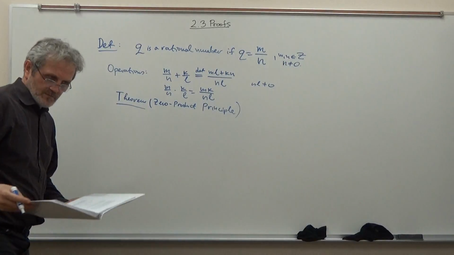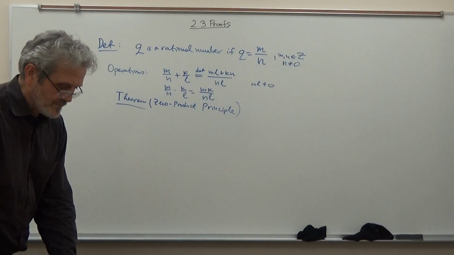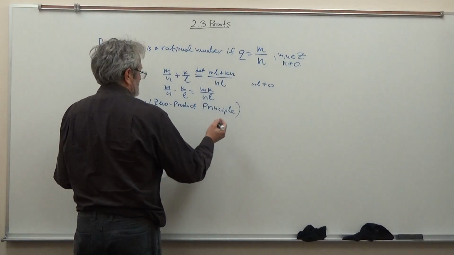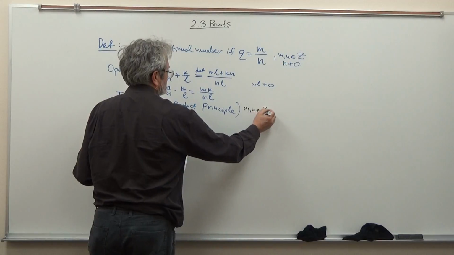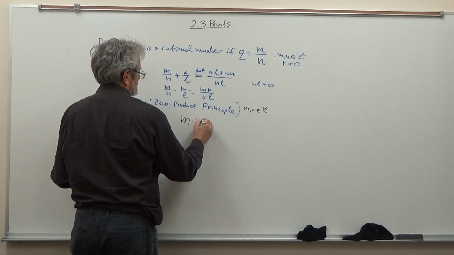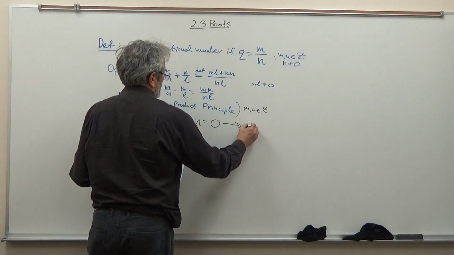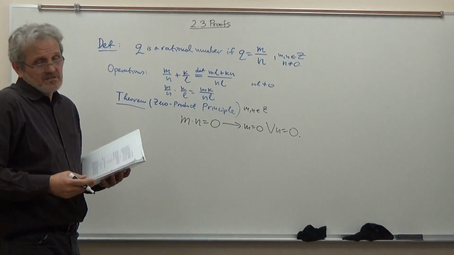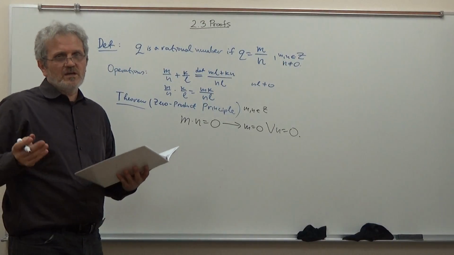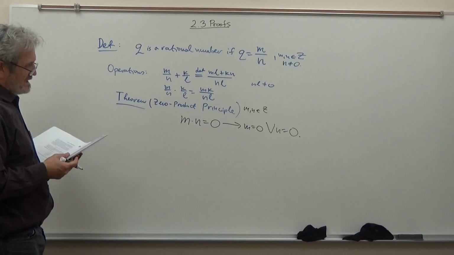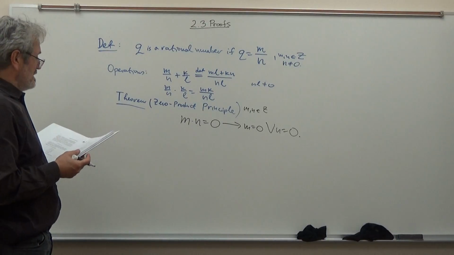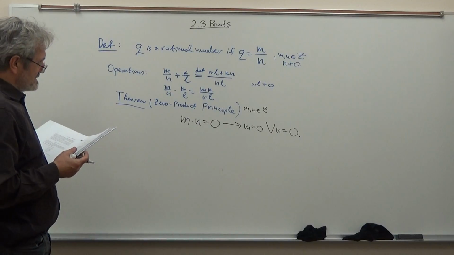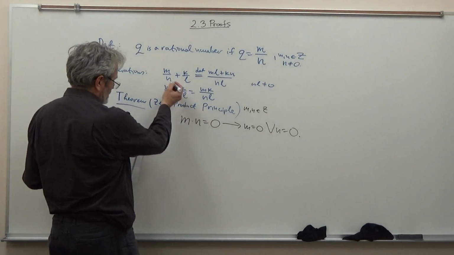Maybe it's better to use the black marker. The zero product principle says, for m and n integers, if the product of two integers is 0, then one of them must be 0. And that's a principle that you use all the time in algebra when you solve equations, this or that, but it's good to have it here explicitly stated if you forgot it or you never saw it before, because this is a very important principle for mathematics, and that's exactly what we used here.